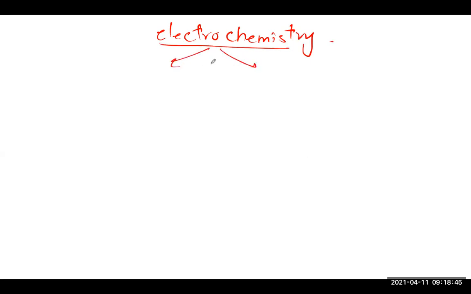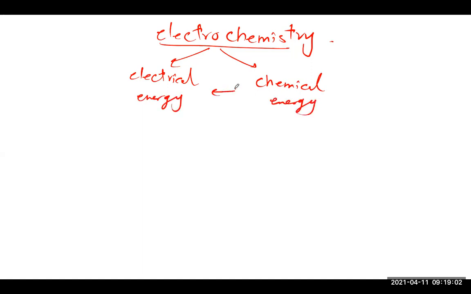Okay, so now we will start with electrochemistry. So what is electrochemistry? If we check the word, we have two words here. We have electro, which means electrical, and chemistry, or chemical. So we have electrical energy and chemical energy. When you convert between electrical energy and chemical energy, you have electrochemistry. It's the term for the case when we convert between electrical and chemical energy.